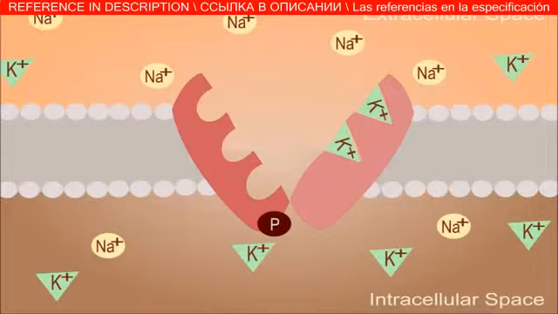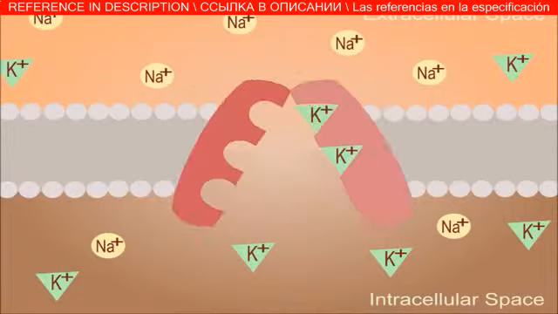The attached phosphate will then let go of the pump, which will cause the pump to go back to the original shape it had before. And then potassium ions are released into the intracellular space.